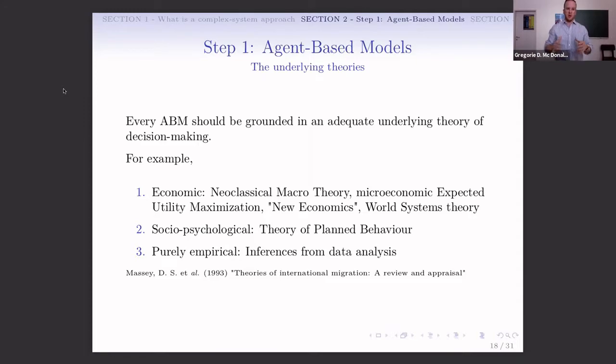philosophers, because there's still place for more progress in theories of decision-making in migration science, and philosophers have many conceptual and theoretical tools to develop some very interesting models for decision-making in migration science. But in any case, underlying theories can be economic, for example, neoclassical macro theory, microeconomic expected utility maximization, the theory of new economics, and world systems theory. They can also be social psychological, like the theory of planned behavior, and they can also be purely empirical, based on simple inferences from data analysis.